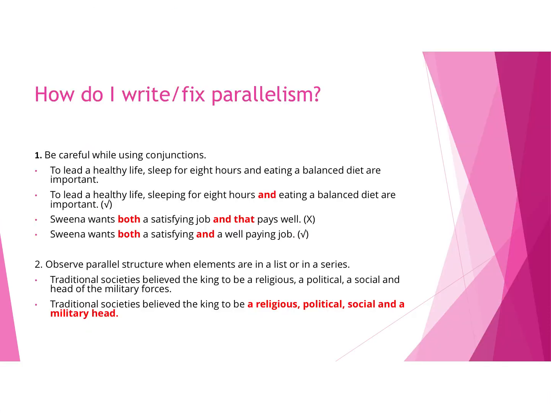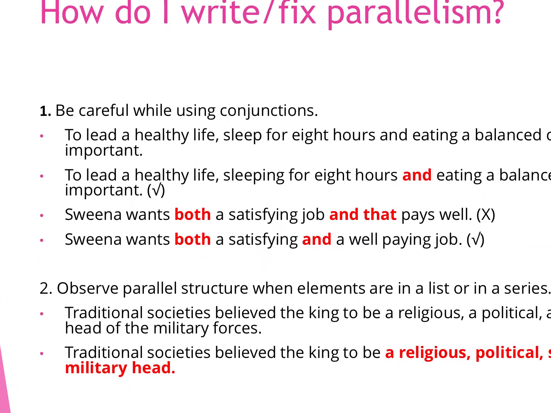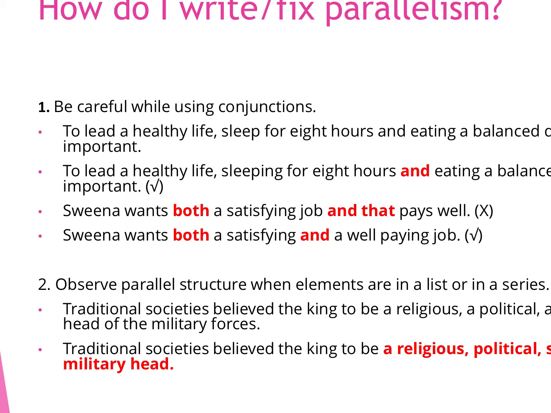All right, how do you fix parallelism? Okay. The first thing is look at your conjunctions. Okay. It needs to be parallel on each side. Swena wants both. All right, both means 2. So you know that you're going to have to look for parallelism here. A satisfying job and that pays well. It's not the same thing, is it? A satisfying job, that. So it would have to match. So you would change it to a satisfying and a well-paying.